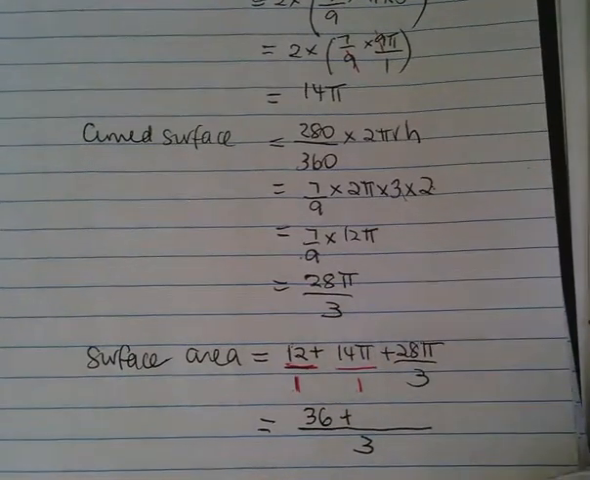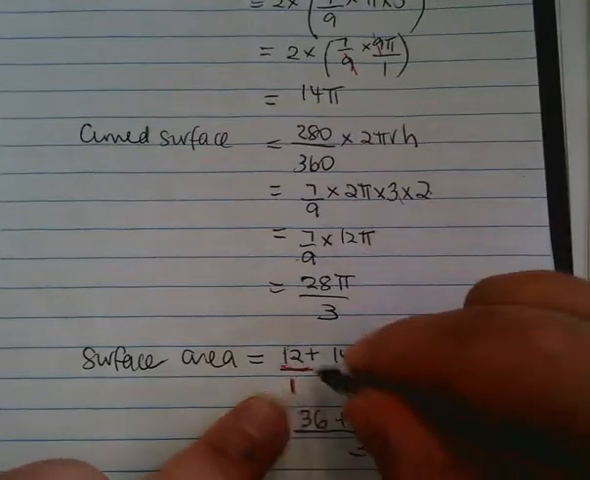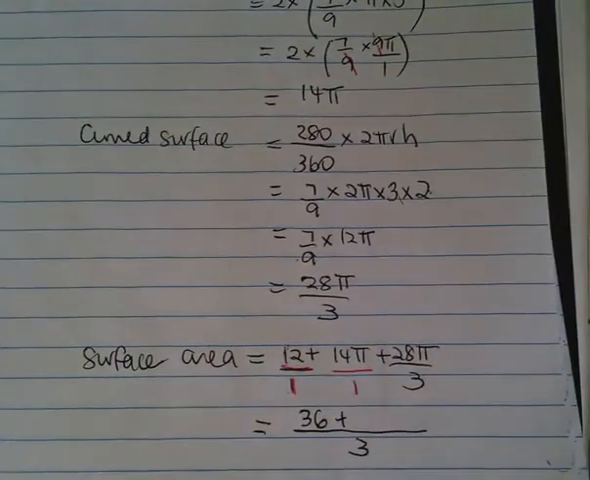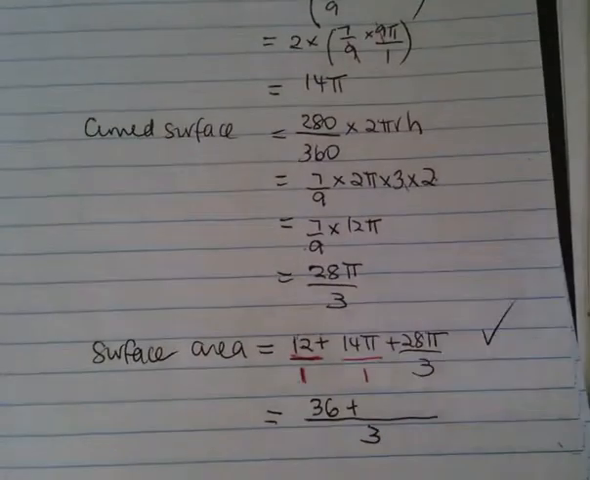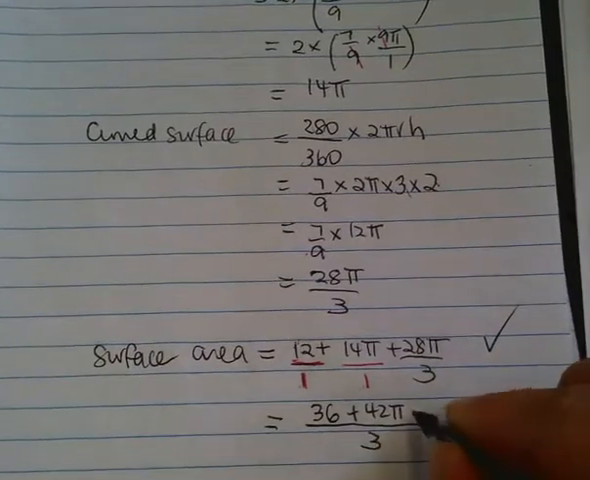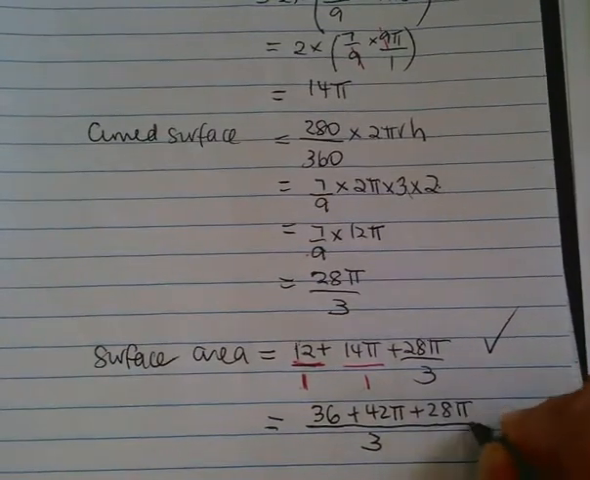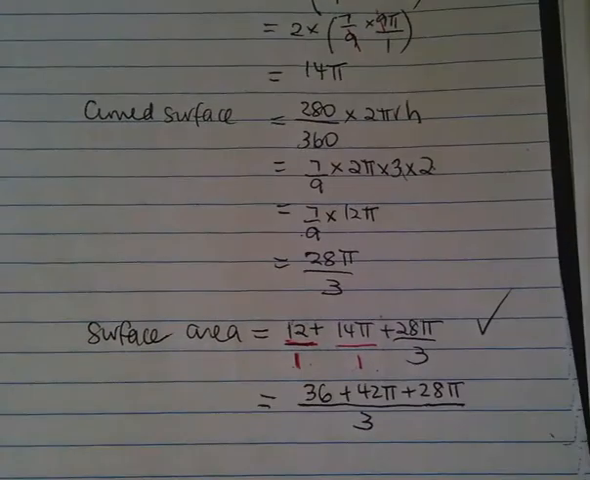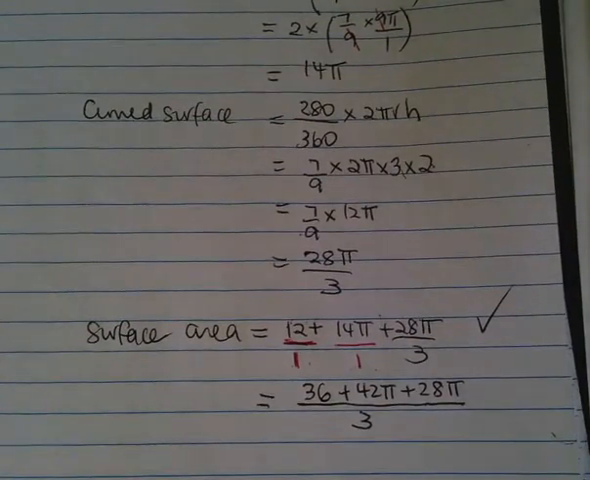If I wanted to write it, that's okay. You can leave it like that: 12 plus 14 pi. But if I want them all with the same denominator, I would write that as 42 pi. So I'm making them all with a denominator of 3. Do you see what I've done? Times 3, times 3, times 3, times 3. This is just an extra thing.